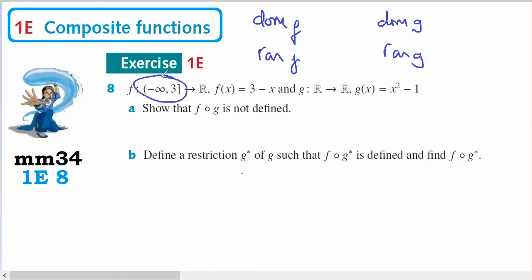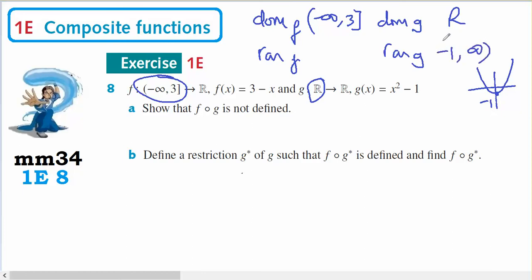The domain of F is -infinity to 3 because it's a restricted domain. And the domain of G is all real numbers. Now in G's case, it's a parabola that goes through -1, it's been moved down 1, so its range will be -1 to infinity, inclusive of -1.